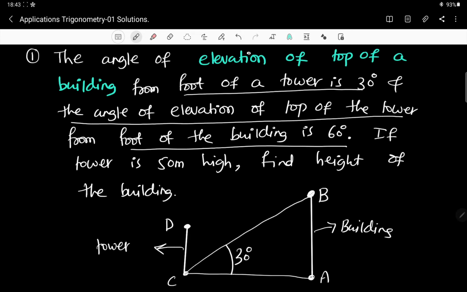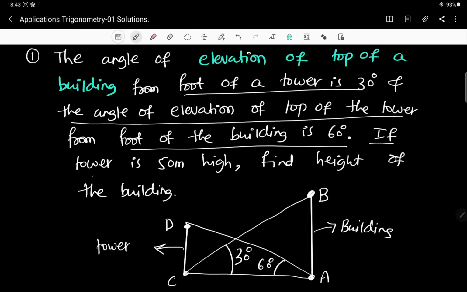From foot of the building means here is the foot of building. So from here to here, what is the angle? So this angle is like 60 degree. We don't know whether CD is more or AB is more. We don't know about that. We are just assuming and we have written this. Of course, this 60 degrees there means there must be some angle, and definitely there will be some change in angle.